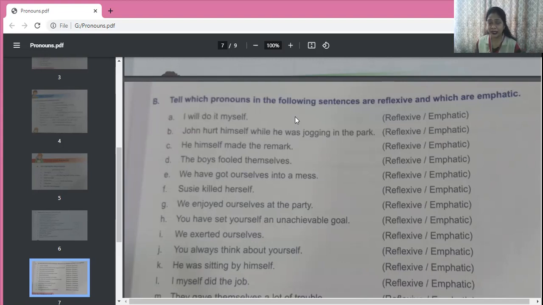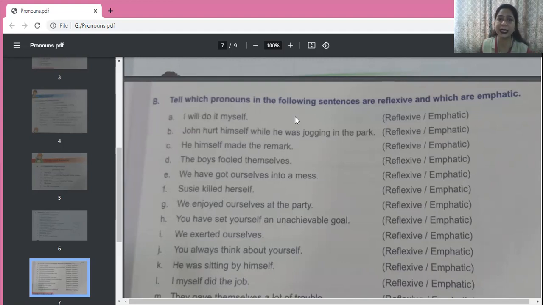If we don't write themselves, we don't know. Then themselves here is reflexive, because without themselves the sentence is incomplete. Okay. Now we have got ourselves into a mess. We have got into a mess. Now we have got whom into a mess? It may be ourselves, it may be somebody else also. So when we put this word ourselves, we come to know that yes, we have put ourselves only into the past. So this is again reflexive.